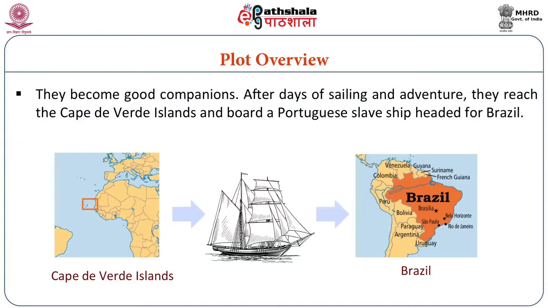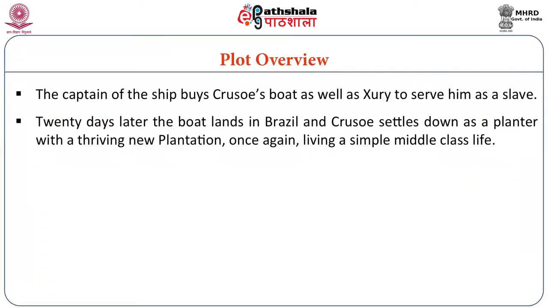And this is where things get interesting, because does Zuri belong to Robinson Crusoe, or is Zuri a free agent? That is the question which will then need to be answered within the text. What happens is that the captain of the ship buys Crusoe's boat, and Crusoe very happily sells Zuri also to him to be his slave.